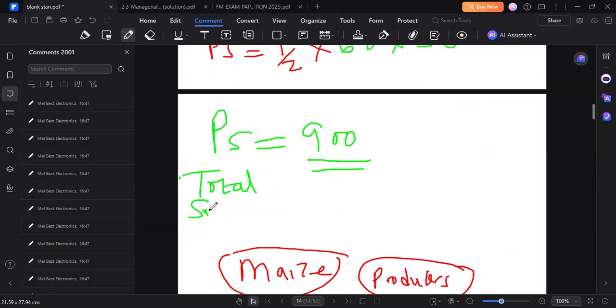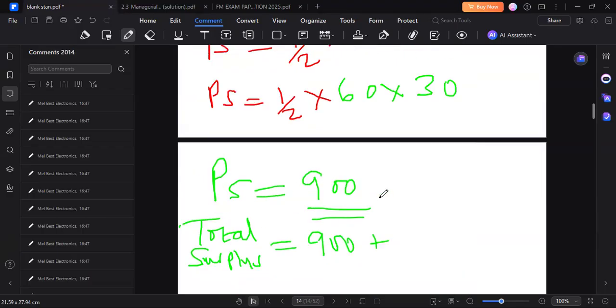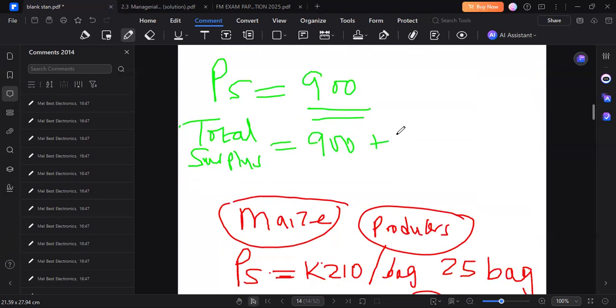So what is our total surplus? Total surplus is 900 plus 1,350. So 2,250. So this is our total surplus.